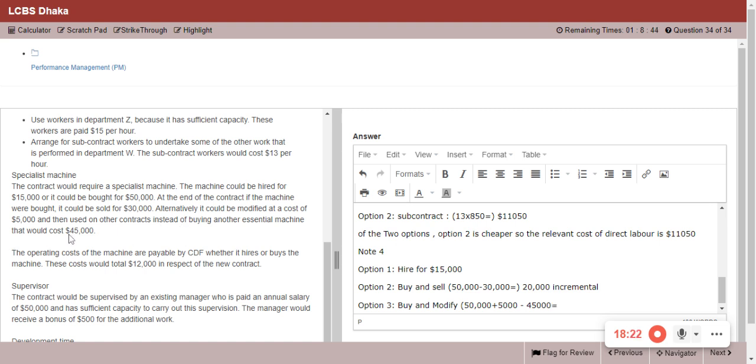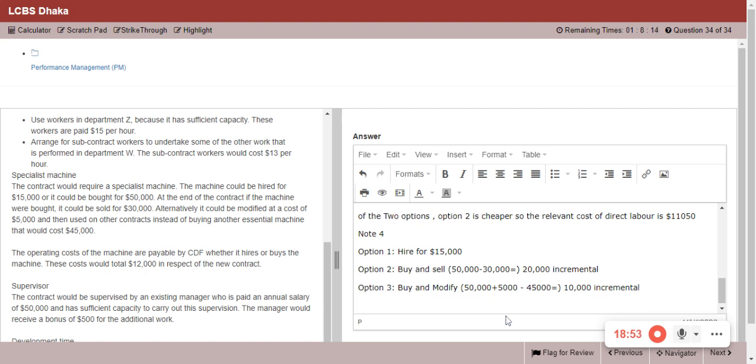As you can see here, used on other contracts instead of buying. So if I buy this for 50,000 and modify it for 5,000, I can use it in this specific contract, and then also I can use it in something where it would save me buying a machine worth 45,000, right? Over here, my incremental cost of using this machinery in this project is 10,000.